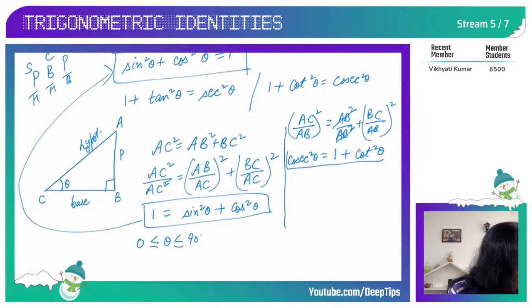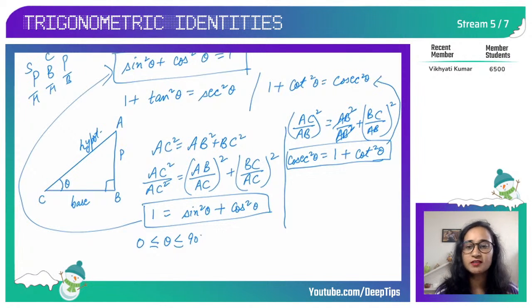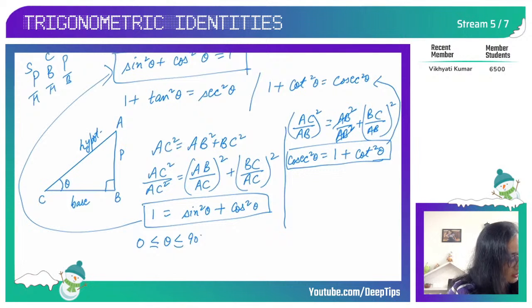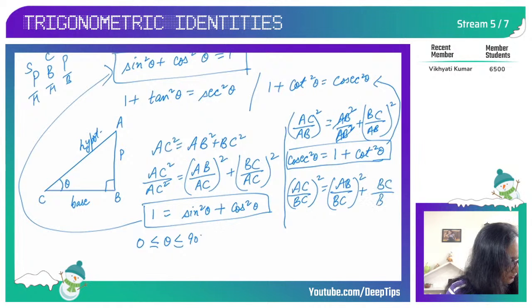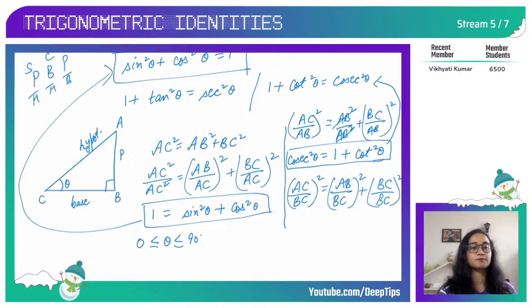So I have proved my second identity also, right? Now which side is left that I have not used so far? I have not divided the entire equation with BC. So let's do that now. So here AC by BC whole square equals AB by BC whole square plus BC by BC whole square. So here it is when I am dividing the entire equation by BC.